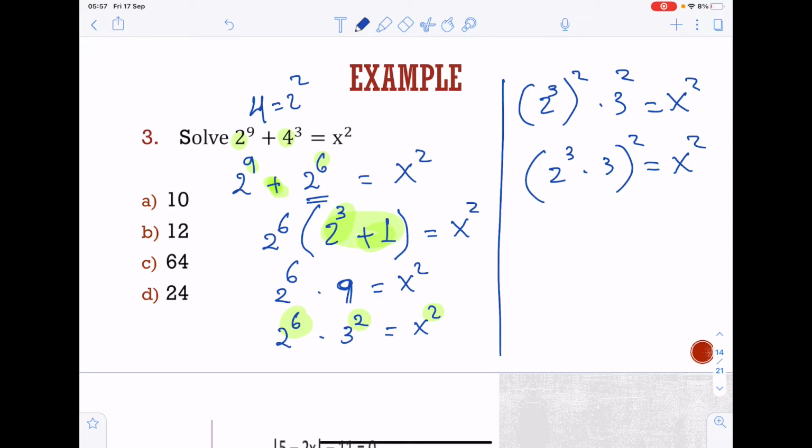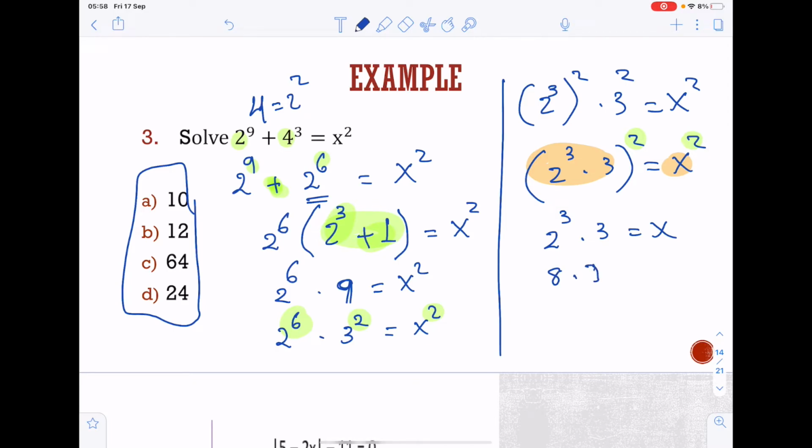Okay, since these are equal, I can also say that this one equals this one. So 2 to the power 3 times 3 equals x. Actually, it could be plus or minus, but the options here are all plus. So this would be 8 times 3, which is 24. So this is the answer.